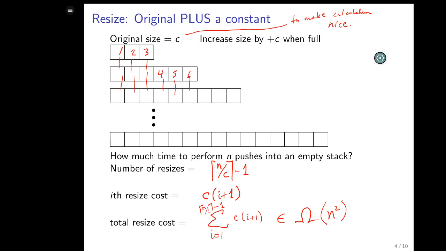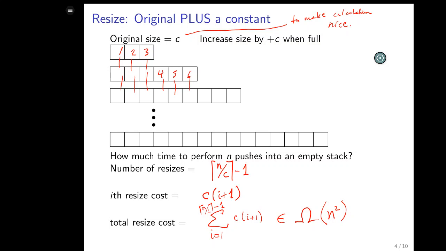Well, I thought that if we rewrite the summation expression in closed form, we'll get a polynomial whose highest order is 2. So wouldn't this be big O of n squared? Yes, it is big O of n squared. But that's not the story I want to tell. Big O would say it's less than or equal to some constant times n squared. That's not the point.